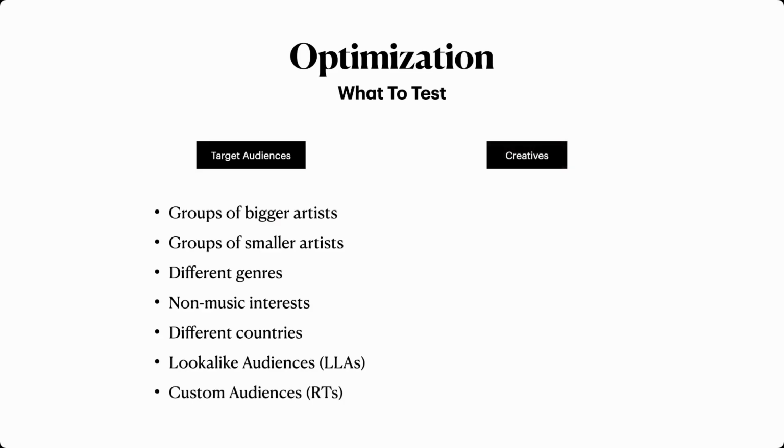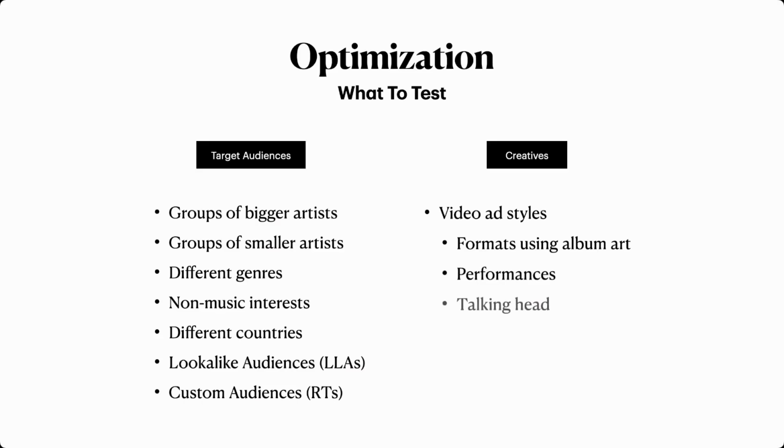You can also move over to the creative side of things. So this could be different video ad styles. We kind of mentioned this one a little bit, but you could have those different formats using album art. Maybe you might want to have different animations or different little glitchy or grainy effects over top, stuff like that you might want to try to introduce as a test. You also might want to try performance ads against those album art style video ads. You also might want to do talking head style ones, like you on camera going, "Yo, what up? I released a new song." You could always try that as well.